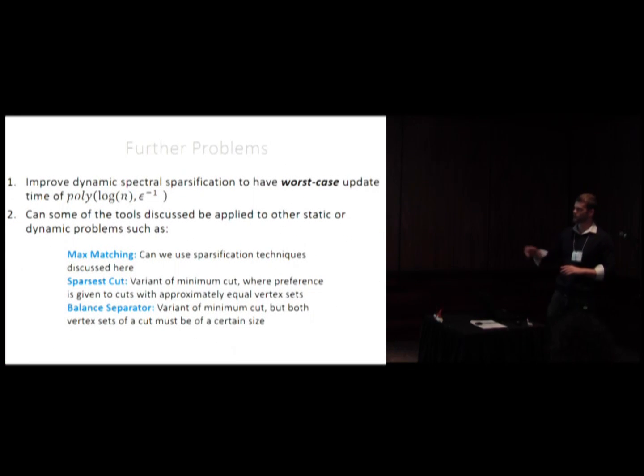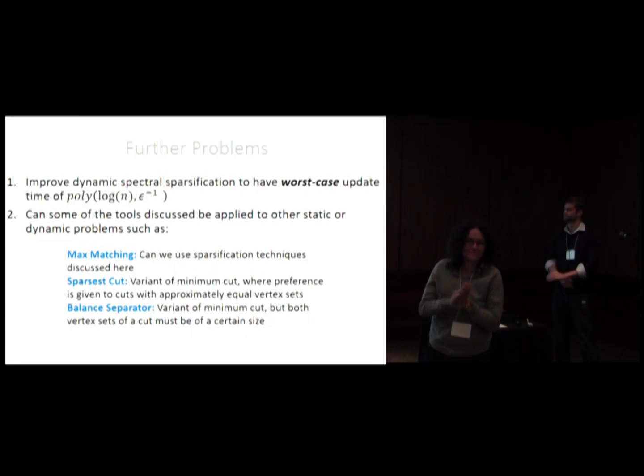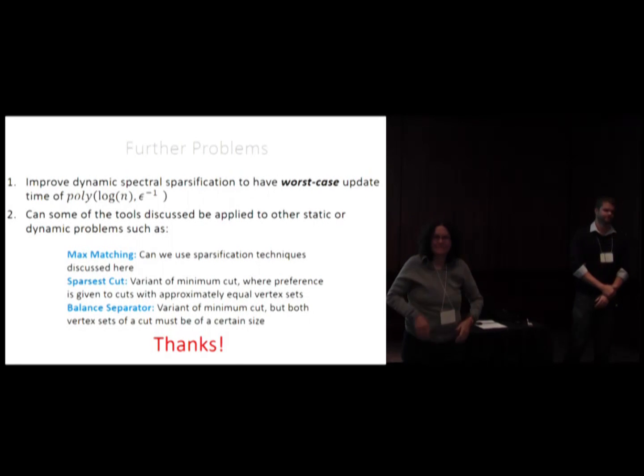Further problems, sorry, I have to rush a little bit. Further problems: we want to see if we can improve the dynamic sparsification to a worst case polylog time, and if we can apply some of these tools to other problems, such as max matching, sparsest cut, or balanced separator. Thanks.